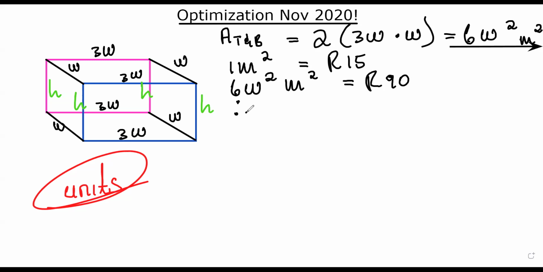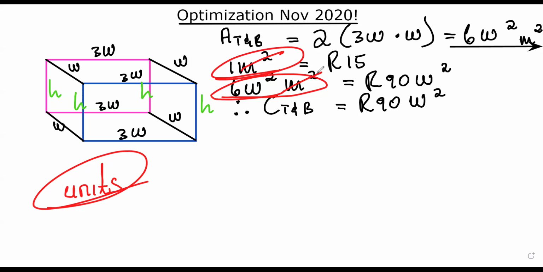So now we can conclude and say, therefore, the cost of the top and bottom surfaces is just going to give us what? 90 rands. Awesome. Well, is it really 90 rands? Yeah, it's 90 rands, but we have to say W squared. Sorry, I forgot that. But then the meter squares are going to cancel when you say this one divided by that multiplied by that.